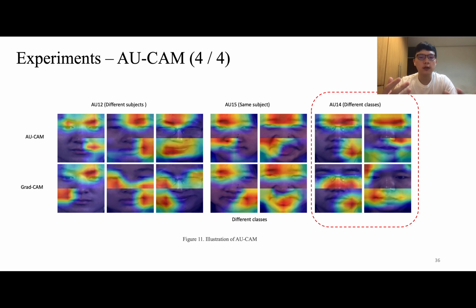The last one, we pick AU14 with different classes and different subjects. Because we have the same AU label again, our AUCAM can successfully capture the similar region information. Compared with GradCam, it didn't share a lot of internal information. So using AUCAM really helps us to observe how our model links the AU feature to facial regions.